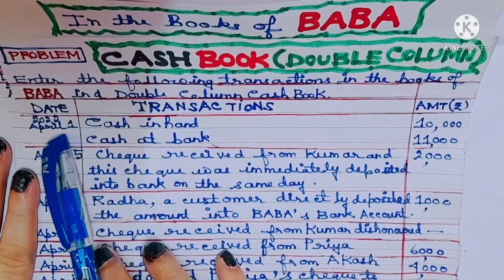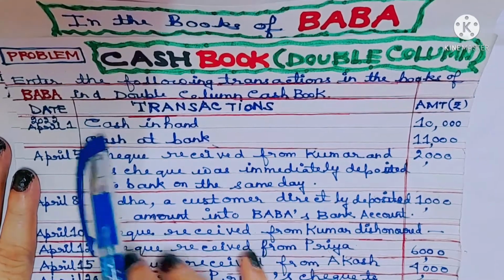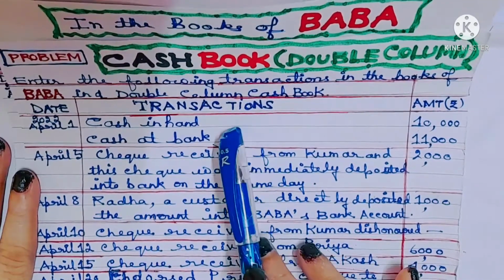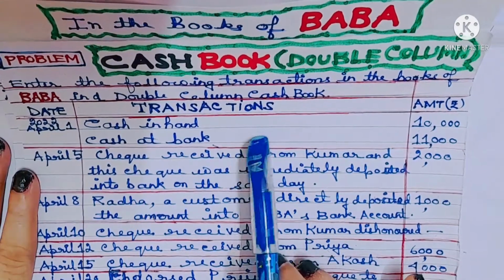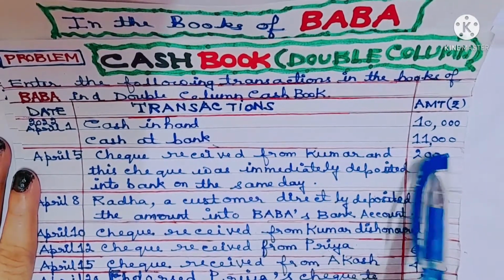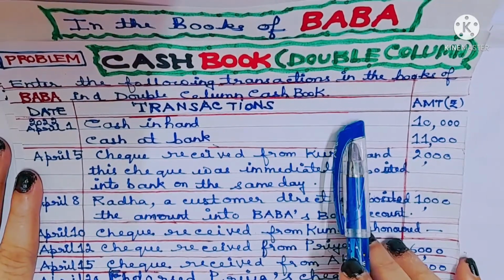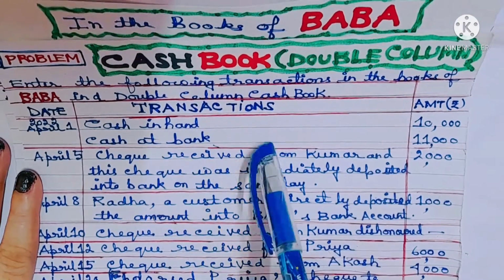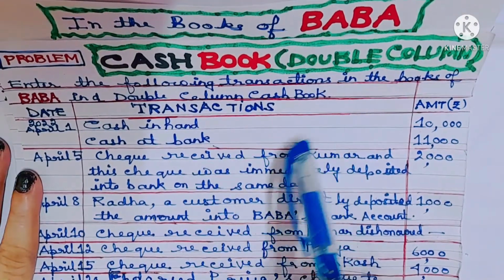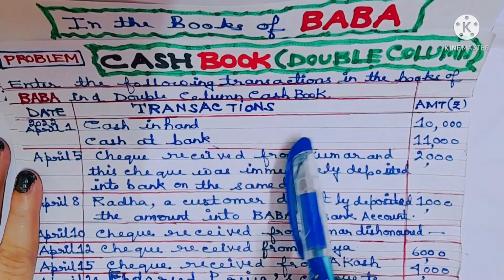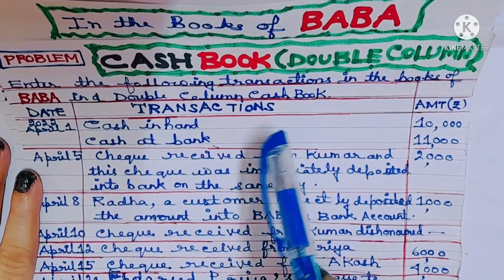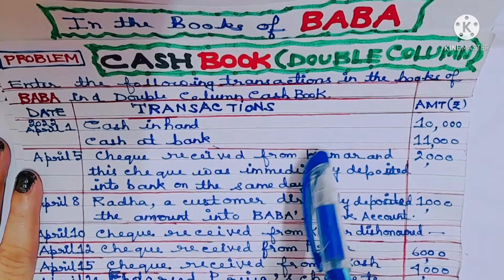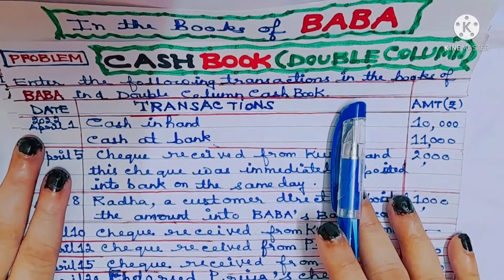The first transaction is 2022 on 1st April, cash in hand 10,000, cash at bank 11,000. So the opening balance of cash in hand is given. The opening balance of cash at bank is also given. So there will be no journal entries in the cash book, so the question of narration does not arise. So we'll have to write To Balance B/D in the cash book on the debit side in the cash column 10,000. Similarly, we'll have to write To Balance B/D in the cash book on the debit side in the bank column 11,000. Okay, so let's write.